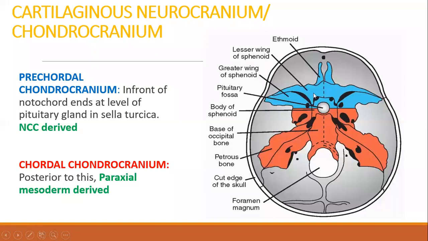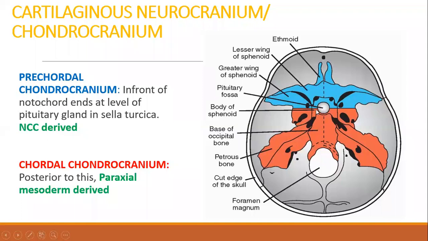The precaudal chondrocranium lies in front of the notochord at the level of the pituitary gland in the sella turcica. This is pituitary fossa. It is also known as sella turcica. It holds your pituitary gland, the master gland. The part of the base of the skull in front of it is called precaudal chondrocranium, and it is derived from the neural crest cells. It includes your ethmoid bones, the lesser wing of the sphenoid and the greater wing of the sphenoid.